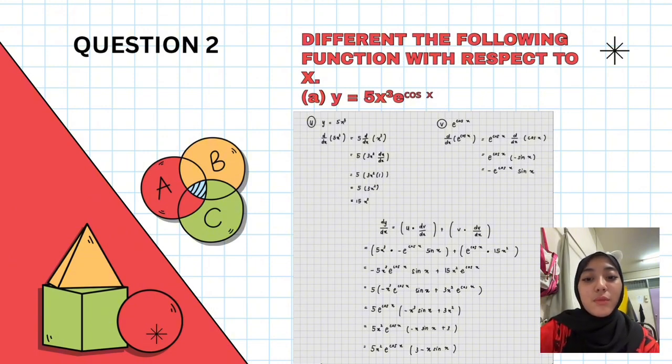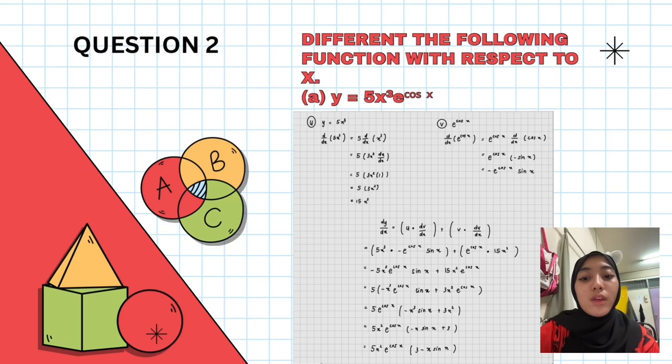The product rule formula is dy/dx equals u dv/dx plus v du/dx. So first, let u equal 5x cubed and v equal e to the power of cos x. Now differentiate u: du/dx equals 15x squared. Next, we have to differentiate v equals e to the power of cos x.